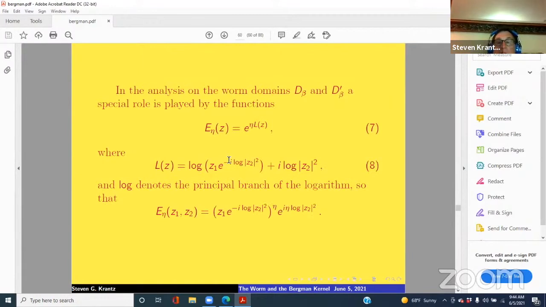In the analysis on the worm domains D beta and D beta prime, a special role is played by the function E eta of Z, which is e to the eta LZ, and of course we've seen L and E before. And you see that E eta looks like Z1 e to the minus I log mod Z2 squared to the eta power, e to the I eta log mod Z2 squared.